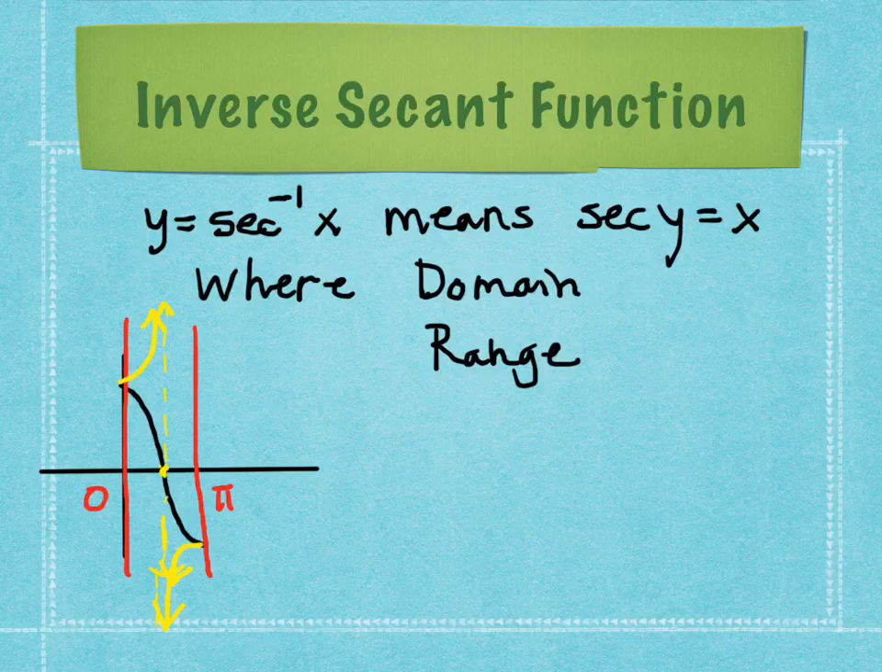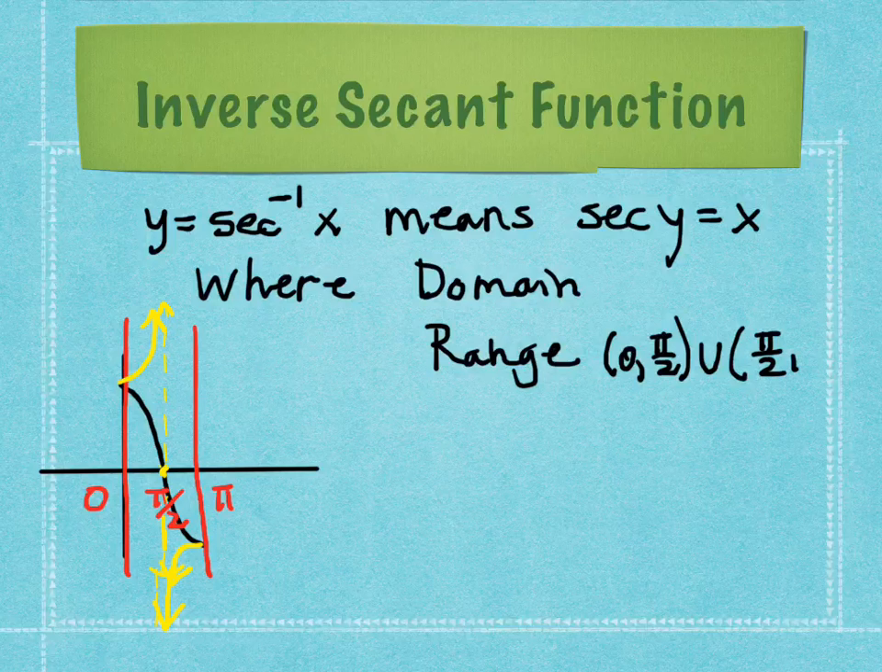So when we're taking a look at this, the domain is clearly 0 to pi, except on this one it has the location halfway between, at pi halves, where we have an asymptote. So that's my domain on secant, which means my range on the inverse secant would be those values. So that's 0 to pi halves, union pi halves to pi.